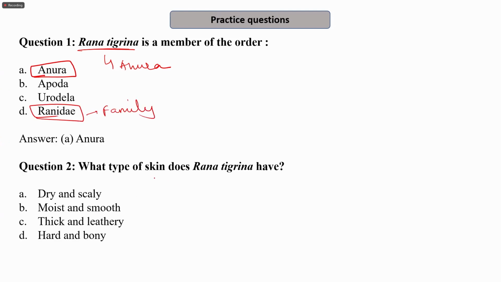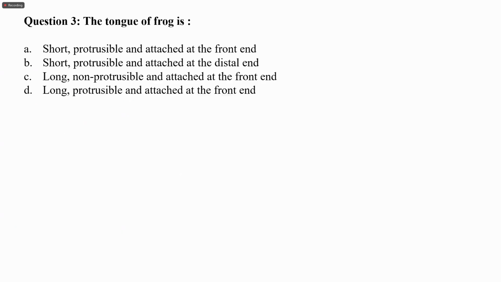Second is, what type of skin does Rana tigrina have? Does it have a dry and scaly skin? False. It does not have dry skin. It has moist and smooth skin. Yes, Rana tigrina do have moist and smooth skin. Skin is not thick and leathery. Skin is not hard and bony. So the answer is moist and smooth.